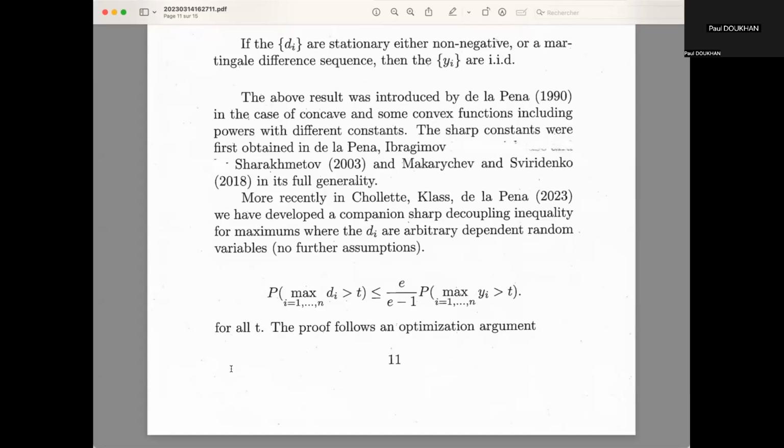This is an observation. The proof follows by an optimization argument, okay? So you see it's the same constant, but in this case, one can show that it is sharp.